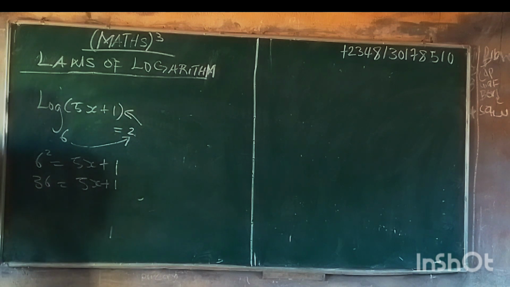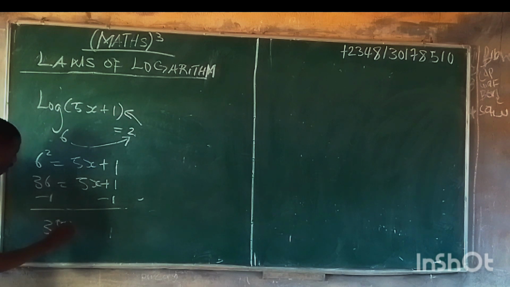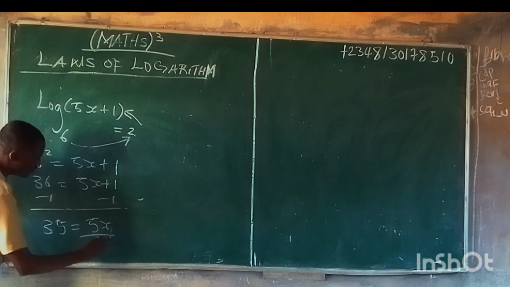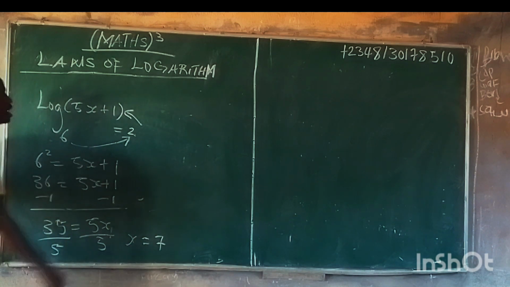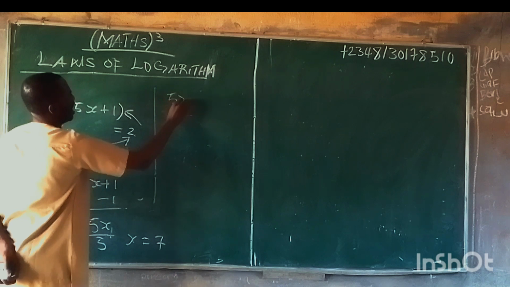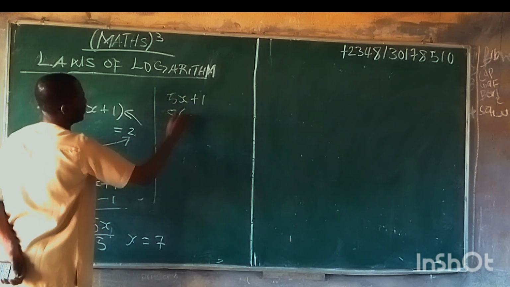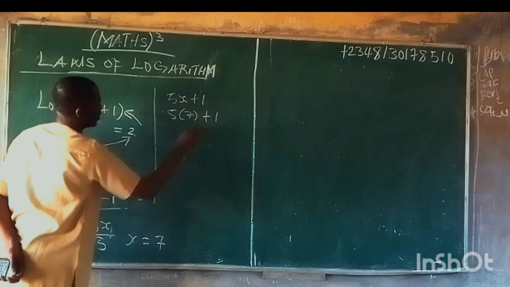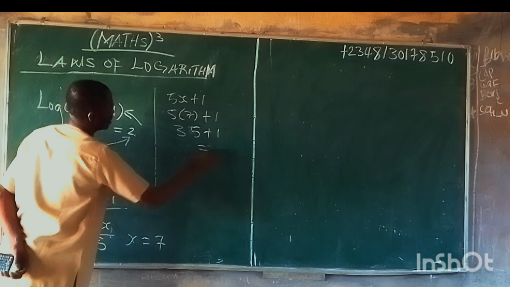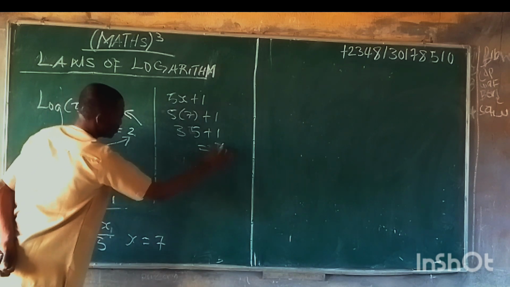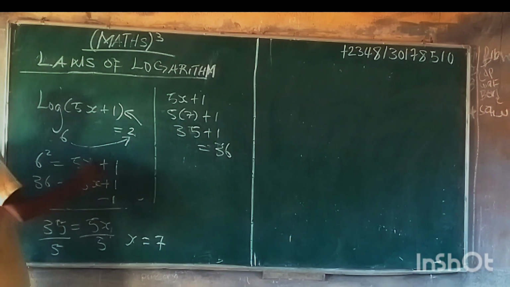Alright, now to simplify the equation, if I subtract 1 here, I subtract 1 here. What you do on this side, you do on the other side. And then this becomes 35 equals 5x. If you divide by 5 and divide by 5, x is equal to 7. You can confirm the answer by saying that 5x plus 1, which is 5 times 7, plus 1. 5 times 7 should be 35. 35 plus 1 is equal to 36. If that is the case, it means that the answer is correct.